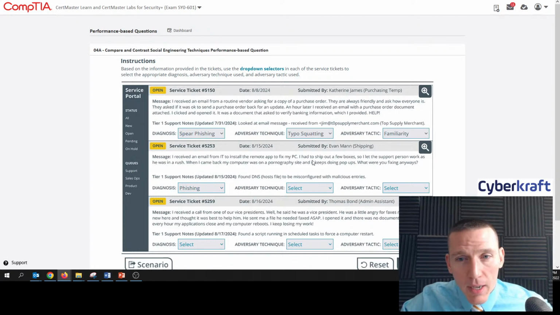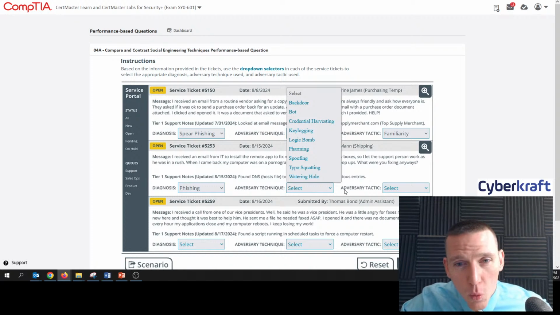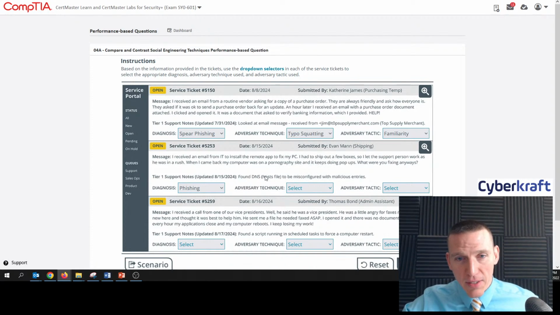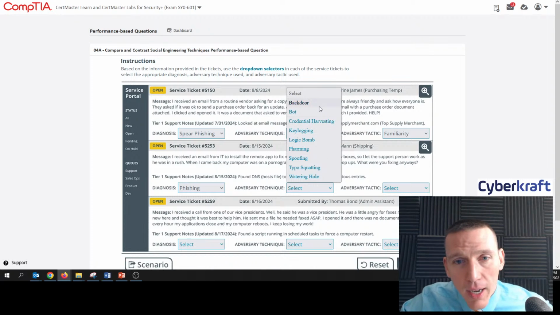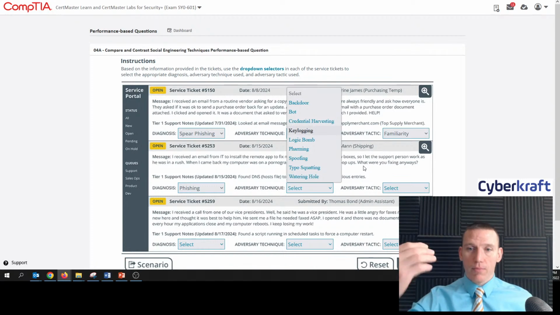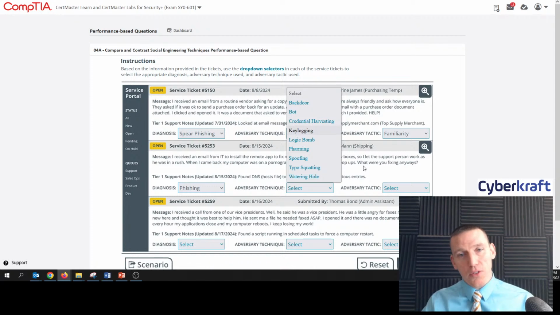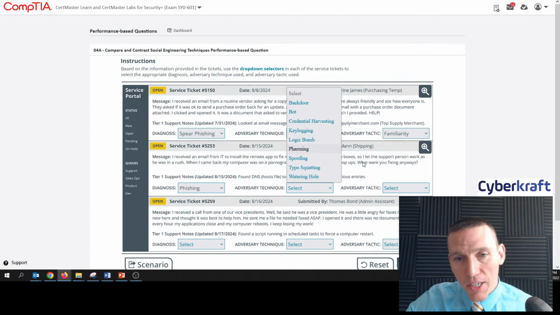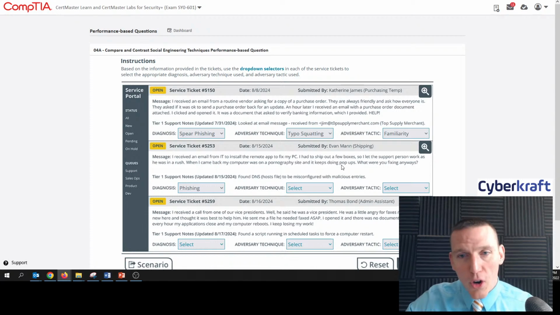Okay. I let the support person work as he was in a rush. That tells us something too. Let's do technique first. What would this be? Now, we know it's a DNS type of attack, okay? We talked about backdoors and bots. Credential harvesting would be harvesting some sort of credential, like a username or password or a combination of those. We don't see any indication of that. He left his computer, so he wasn't inputting anything, so keylogging is not there. A logic bomb, you could argue that this is a logic bomb, but I'm sure there's a better answer.